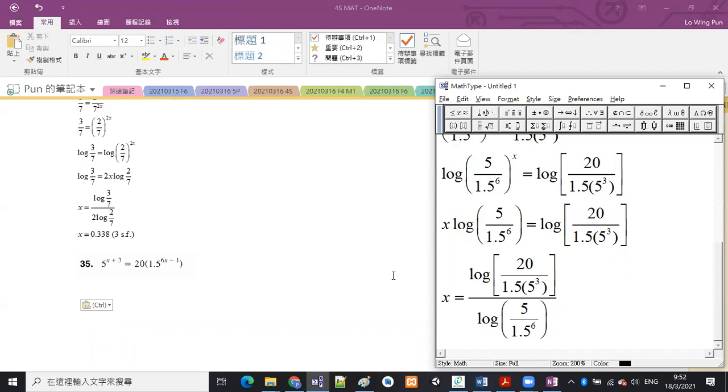Okay, so log 20 divided by bracket 1.5 times 5 cubed. Answer, enter, and then answer divided by log 5 divided by 1.5 to the power 6. So that should be 2.72.